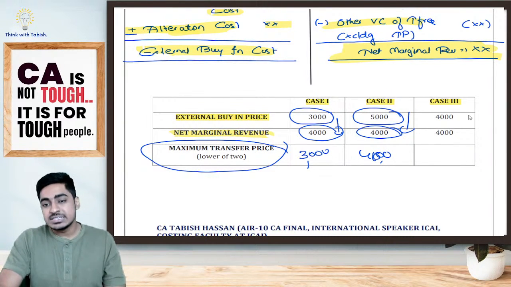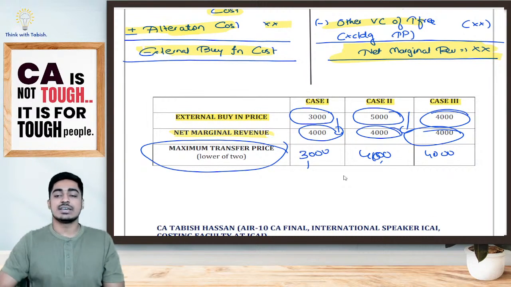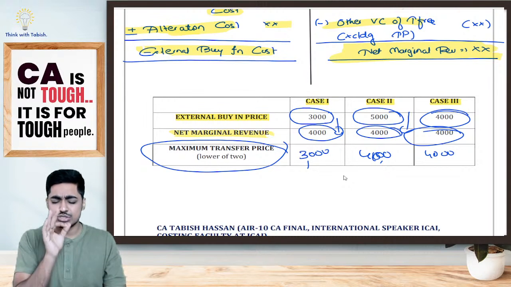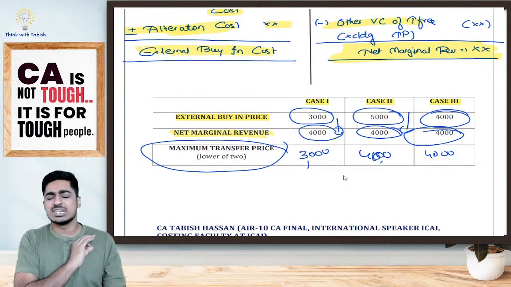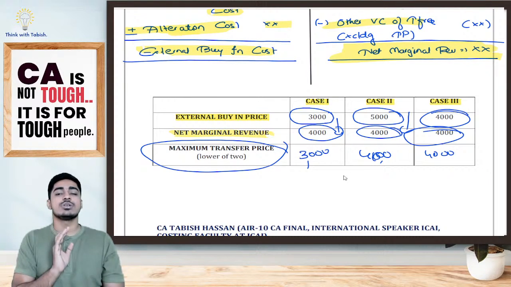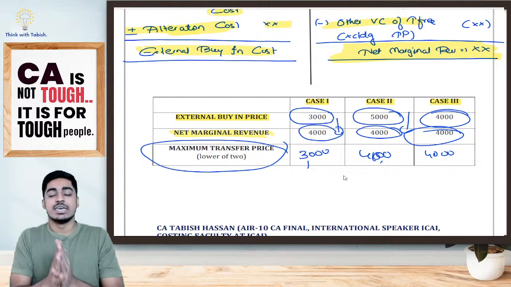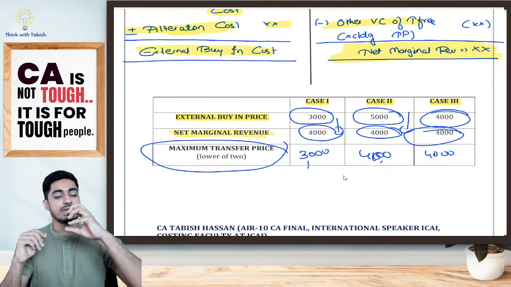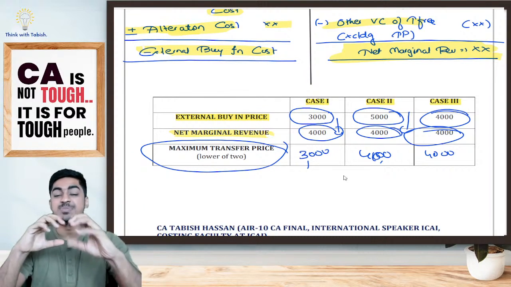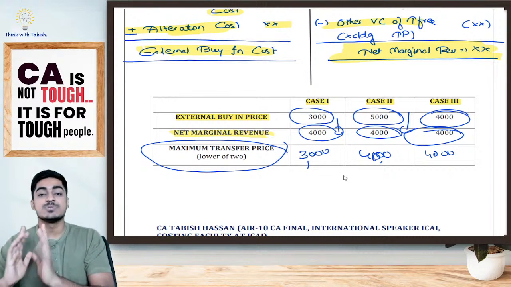Third case: external buying price is also 4,000, net marginal revenue is also 4,000. So we'll take whichever is low. Is it clear, students? This is the most important concept. Almost 90% of the time in the examination, if a question comes, it is based on the minimum and maximum transfer price. We need to tell the transfer pricing range: the minimum transfer price from the perspective of the transferor, and the maximum transfer price from the perspective of the transferee.